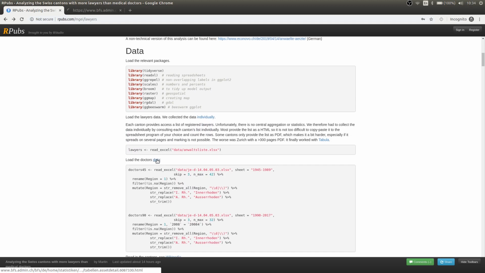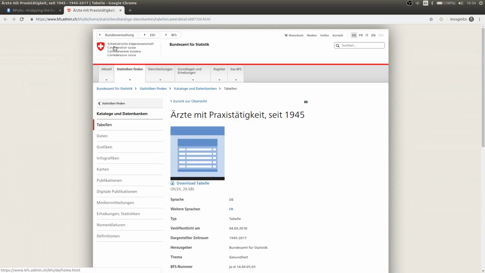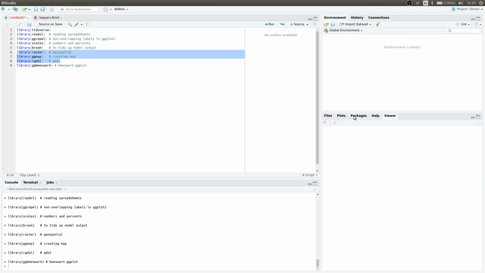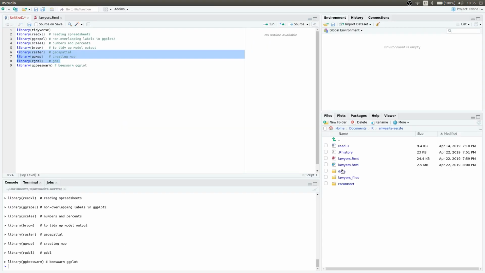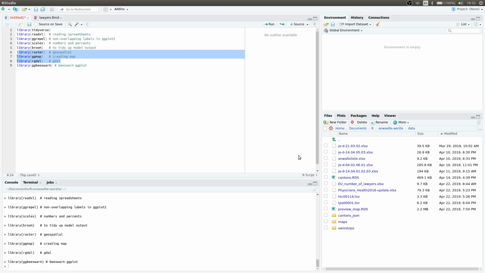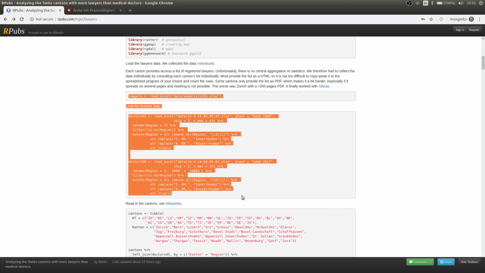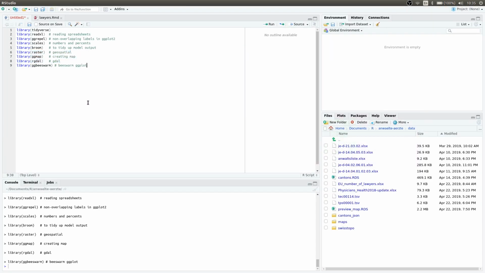Most data is downloaded from the Swiss Confederation Office for Statistics. I already have it in my files. In the data folder, I downloaded the data, so I have an easy task to just load it. So this is what I'm doing.